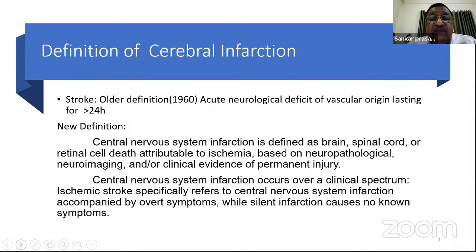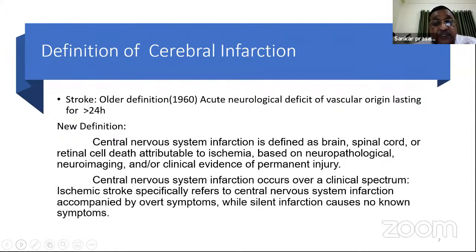The older definition of stroke is acute neurological deficit of vascular origin lasting for more than 24 hours. But the new definition is: central nervous system infarction is defined as brain, spinal cord, or retinal cell death attributable to ischemia, based on neuropathological, neuroimaging, and or clinical evidence of permanent injury. This occurs with clinical symptoms of central nervous system dysfunction, or it can be a silent infarction, with no known symptoms.